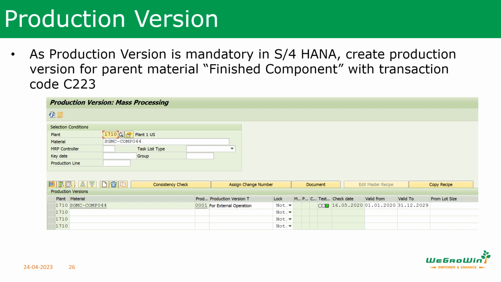As production version is mandatory in S/4HANA, create a production version for the parent metal finished component with the transaction code C223. If you want to have more understanding of what a production version is and how to create it, please refer to the session on production version in this playlist.